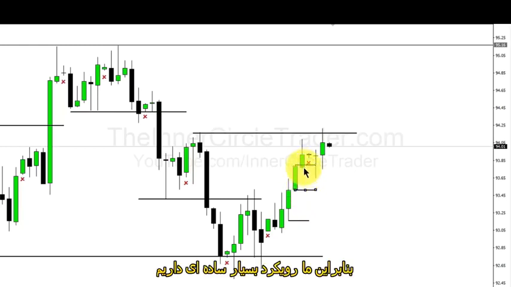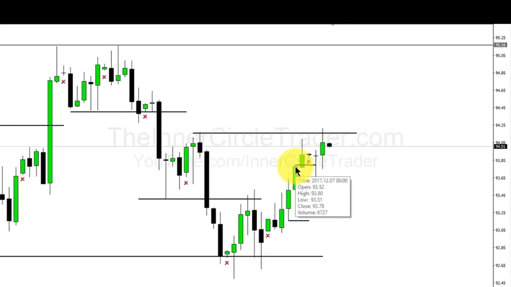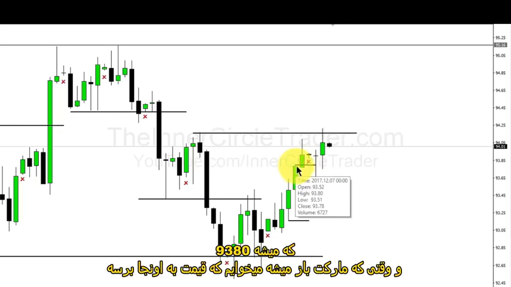Okay, so we have a very simple approach. Take this little box and move it up here. Now we have yesterday, this candle's date, December 8th. This candle is last Thursday's high, which would be 93.80. Market opens, and we're going to see it trade through that.